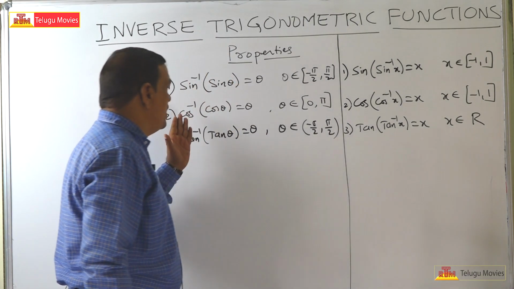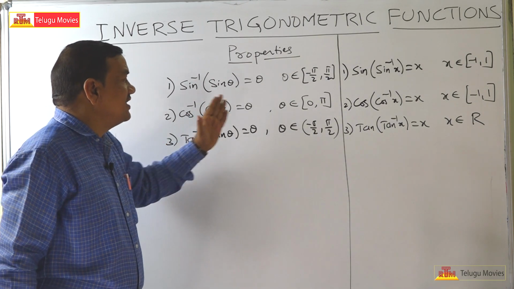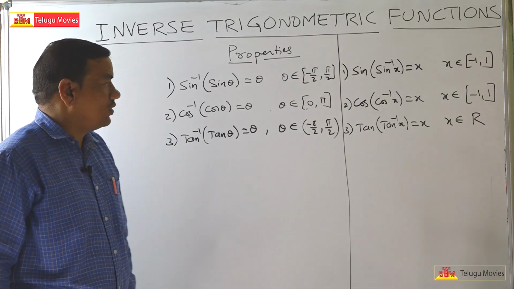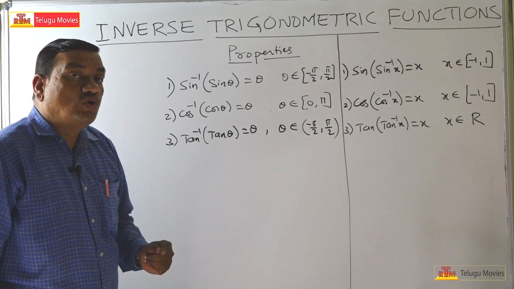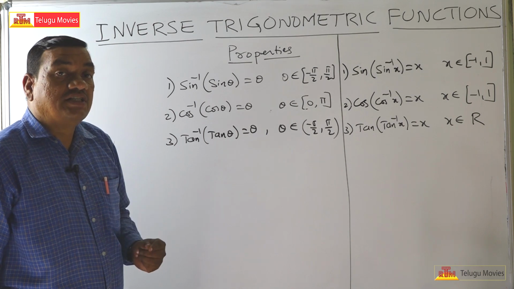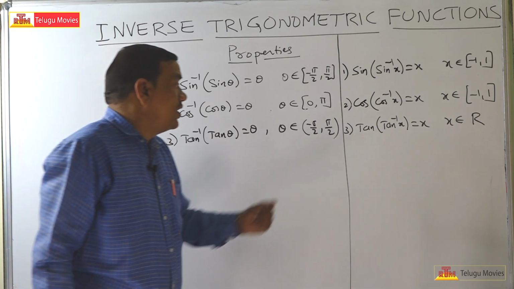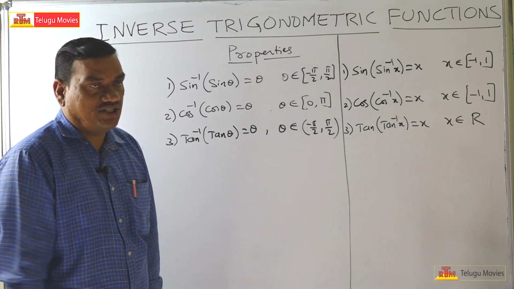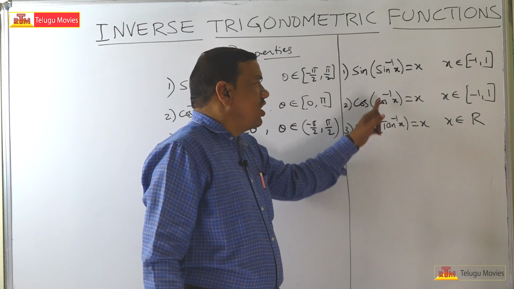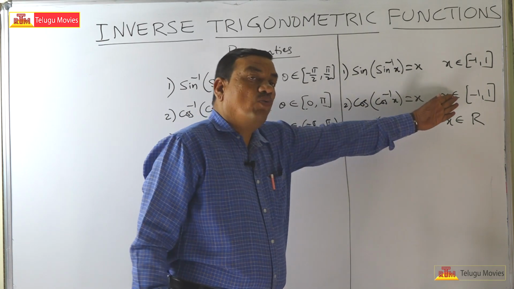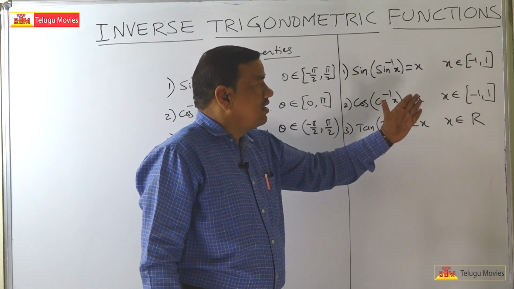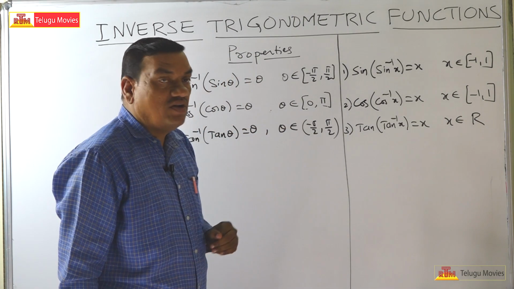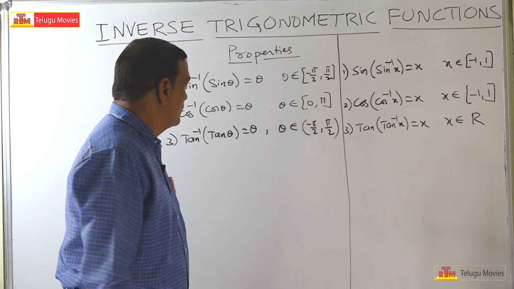Now here also, cos inverse of cos theta is equal to theta, where theta belongs to 0 to pi. Why? Because y equals cos theta is a bijection, that means both one-one and onto, in the interval 0 to pi only. Then only its inverse exists. So cos of cos inverse of x is equal to x. Why? Because the range of cos theta is minus 1 to 1. That's why x belongs to minus 1 to 1, with minimum value minus 1 and maximum value 1.